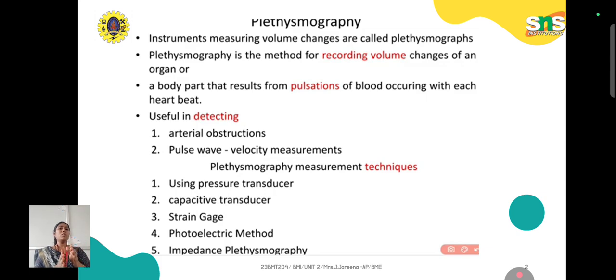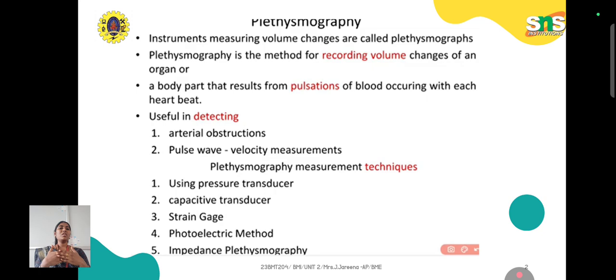This particular technique is used in two areas of application. For example, if you want to measure the respiration rate, if you place the device over your chest, based on your chest expansion and relaxation, the volume of your chest is changing, right? So based on that volume change, you can measure how many times the patient is taking a breath. In this way we can easily measure the respiration rate.